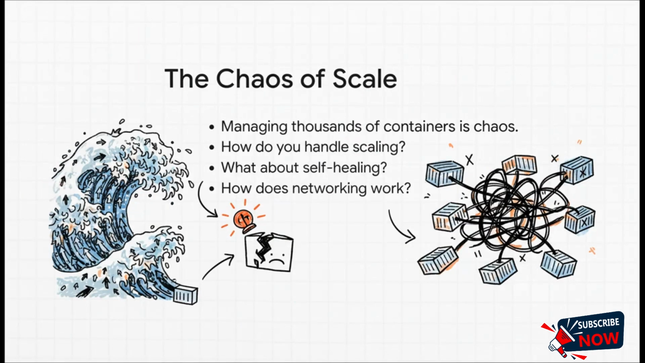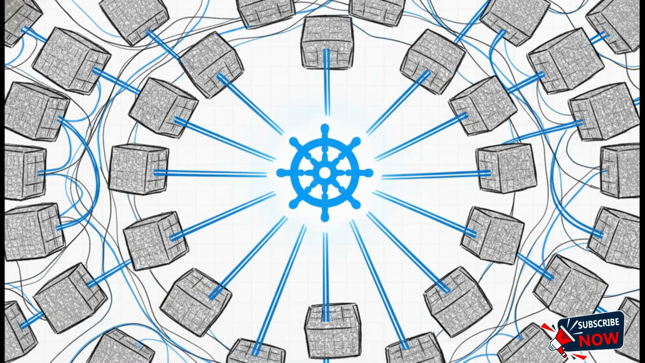And that, my friends, is where the chaos begins. All of a sudden, you have these massive headaches. What do you do when traffic suddenly spikes? If a container dies at 3 a.m., does someone have to get paged, wake up, and go fix it? And how do all these little containers even find and talk to each other? Honestly, it becomes a logistical nightmare, fast. And that right there, that chaos, is the exact problem Kubernetes was born to solve. It was literally designed to be the eye of the storm, to bring order and sanity to the madness of running applications at a massive scale.